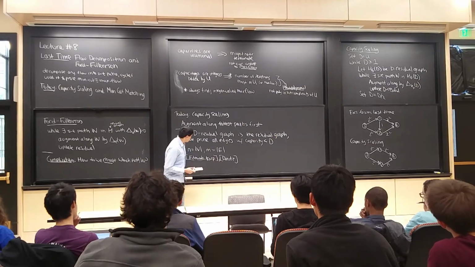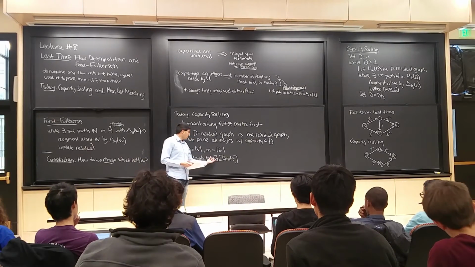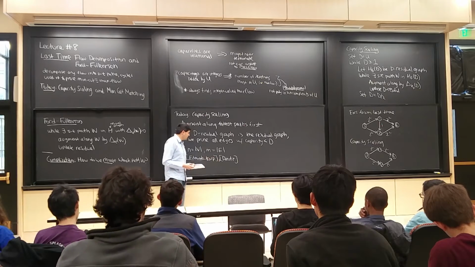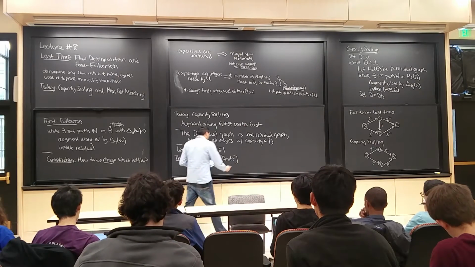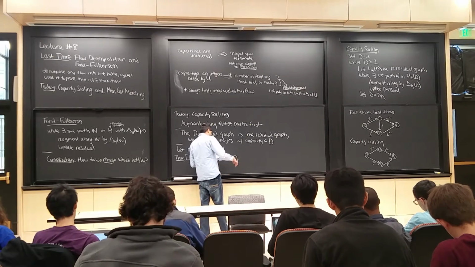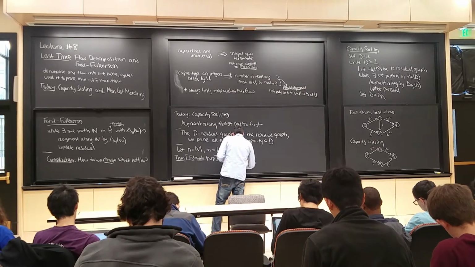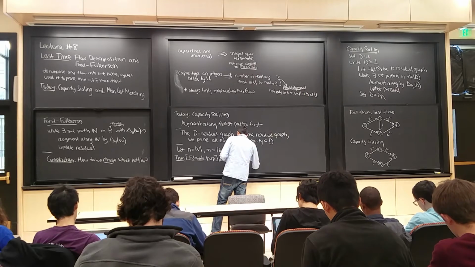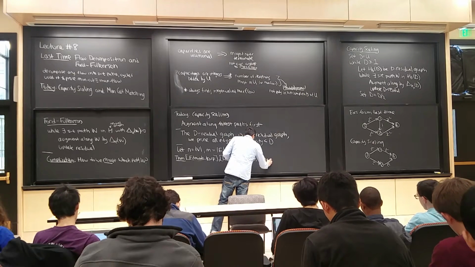Dinitz I don't personally know as much about, but that's the right way to cite this, because these were done independently. But the main result is that this basic idea of capacity scaling, or even doing fat augmenting paths, computes a maximum flow.